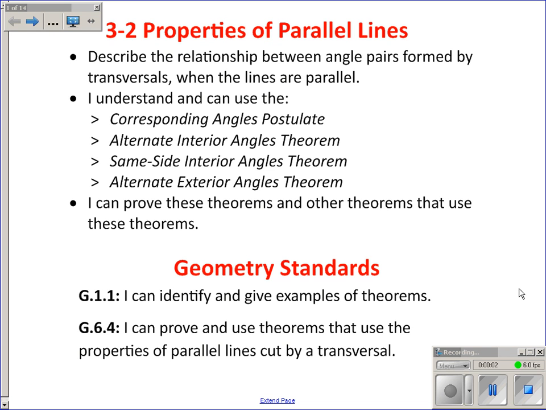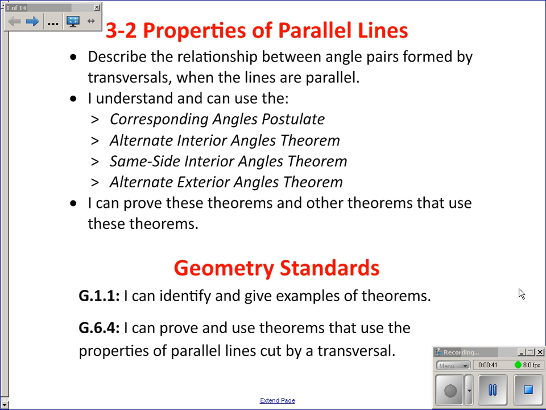In our last video on section 3-1, we talked about pairs of angles that are formed by two lines and a transversal, and we named those pairs. In this section, we're talking about how those angle pairs are related, especially when the two lines are parallel. We'll introduce the corresponding angles postulate, the alternate interior angles theorem, the same side interior angles theorem, and the alternate exterior angles theorem. Okay? We'll also talk about how to prove these theorems and other theorems that use these theorems.